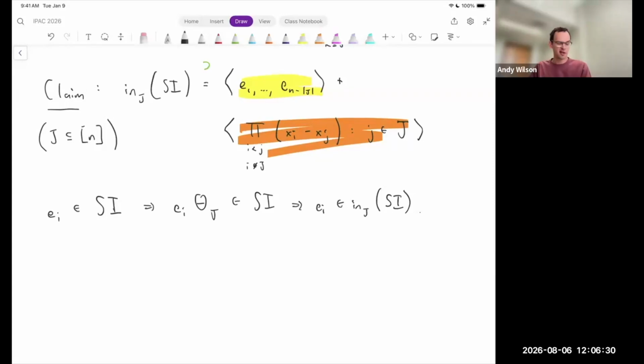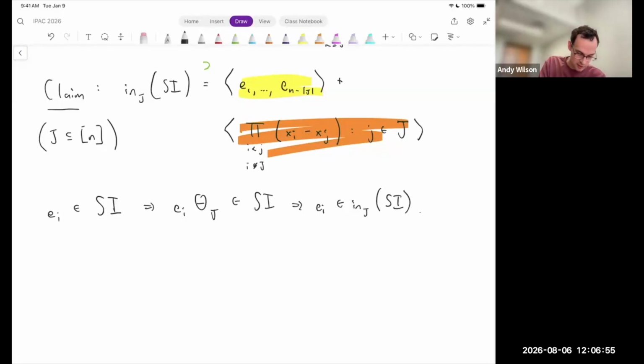The first thing we're going to do today is to prove this containment, that these orange generators are J initial terms in SI, and we're going to use hyperplane arrangements to do that. So I'm going to lay some groundwork about hyperplane arrangements. If you're familiar with hyperplane arrangements, I'm not going to say anything original for probably 10 minutes, but I will eventually say something original.